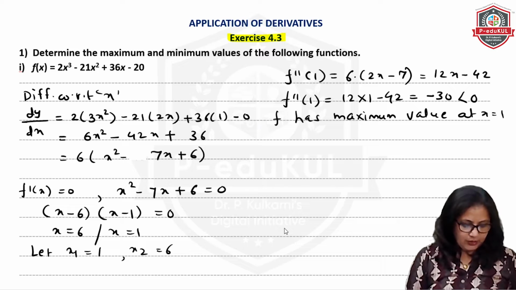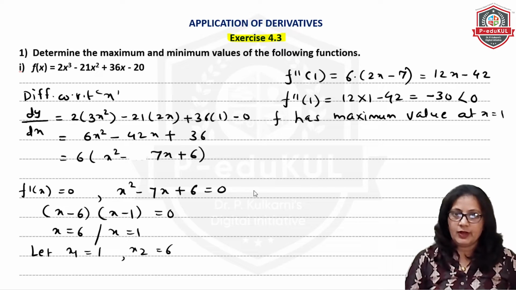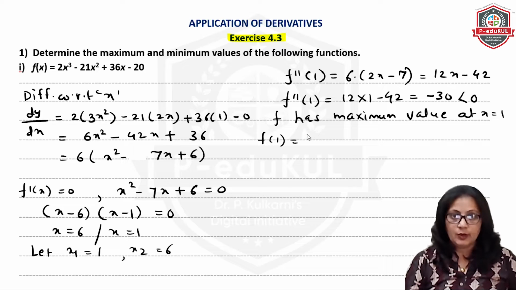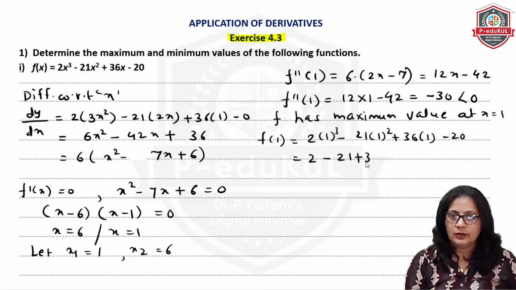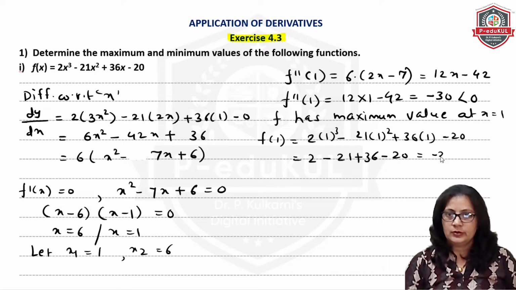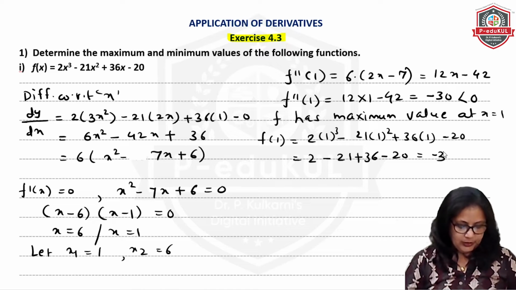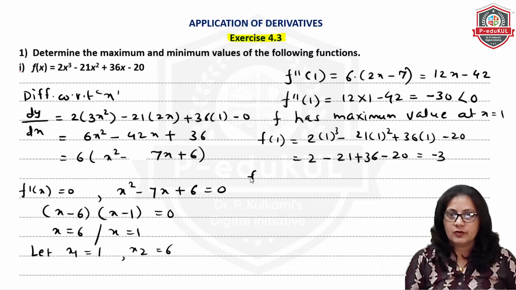Okay. Now we will check for the actual value. So f of 1 will be 2 into 1 cube minus 21 into 1 square plus 36 into 1 minus 20. So this will be 2 minus 21 plus 36 minus 20. So now this will come up as minus 3. Right.